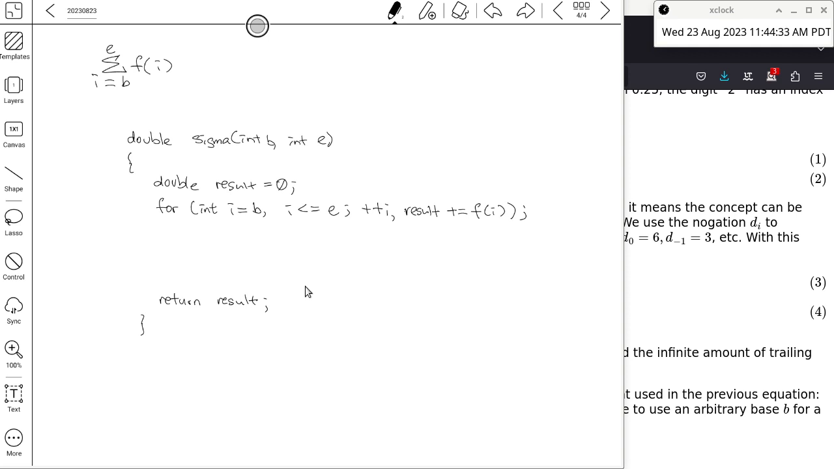So the question is, can I do this sigma recursively? And if so, how do we do it? I mean, maybe you could, in the function, check if we're at E yet, and then if not, call itself. Yep. And, I guess, increment I or whatever, and then call itself.